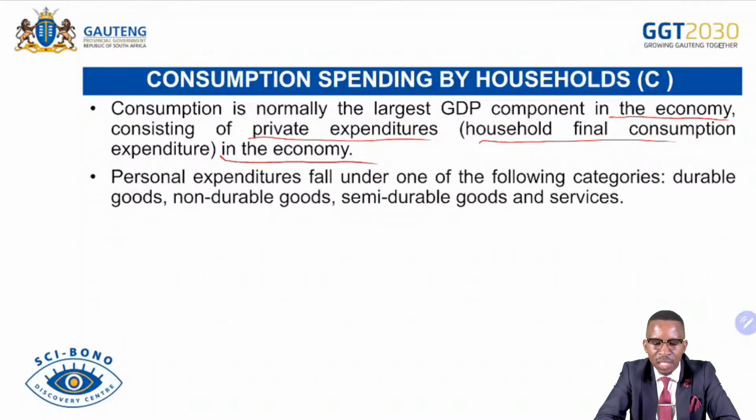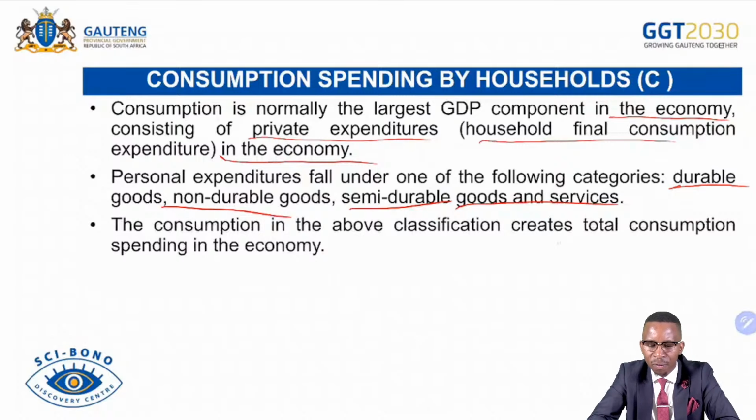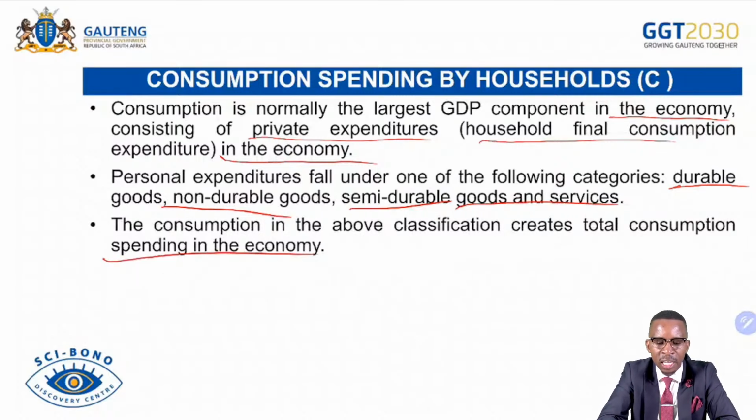The personal expenditure falls under one of the following categories: durable consumer goods, semi-durable consumer goods, non-durable consumer goods, as well as services. That's a part of the consumption spending by the household. As households, we buy durable, semi-durable, non-durable goods, as well as services. The consumption in the above classification creates total consumption spending in the economy.